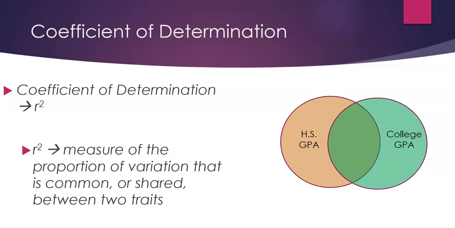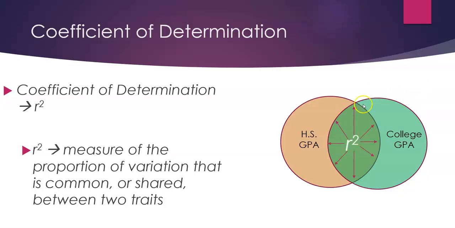So let's have an example. Take a look at this Venn diagram here. Say, for example, that we have a sample of participants and we ask them to report their overall high school GPA, and then their freshman year college GPA. We calculate a correlation coefficient, and say r is equal to 0.5. We can square that, and an r of 0.5 gives us an r squared of 0.25, essentially saying that 25% of the variation between these two traits is shared or overlaps.